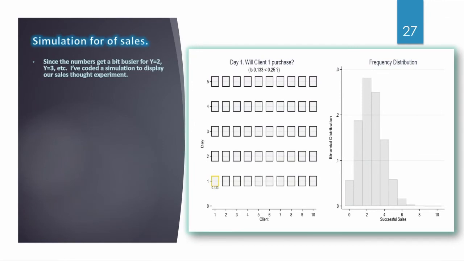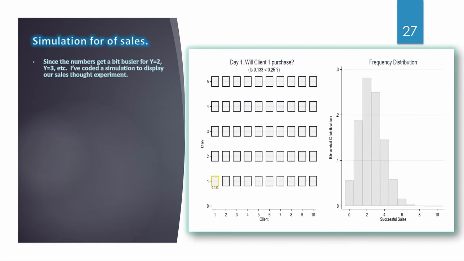Now, if we were to ask the same kind of question about the probability of seeing exactly 2 sales, what we would need to do is find out the number of possible ways she could make 2 sales out of 10 attempts, and then calculate the probability that she would make 2 sales in 10 attempts and multiply those 2 numbers together. Those numbers are going to get a lot busier.